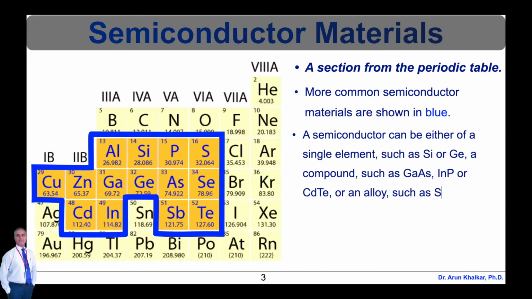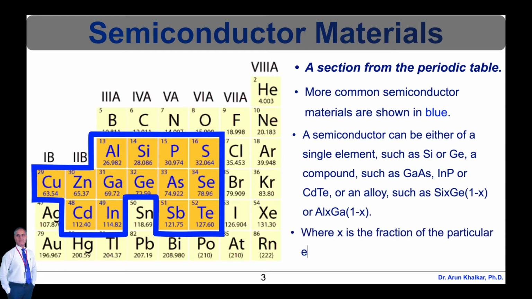A semiconductor can be either a single element such as silicon or germanium, a compound such as gallium arsenide, indium phosphide or cadmium telluride, or an alloy such as silicon-germanium or aluminum gallium arsenide, in which, in this formula, x is the fraction of the particular element and ranges from 0 to 1. So this is all about just an introduction to semiconducting materials with the help of this periodic table.